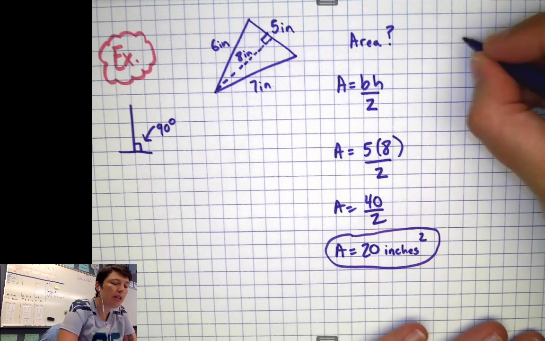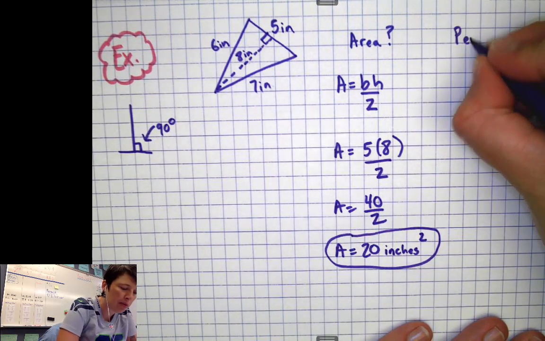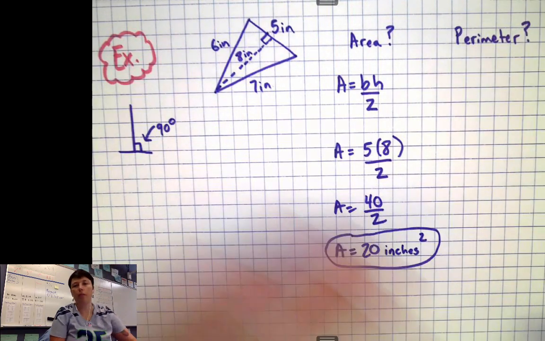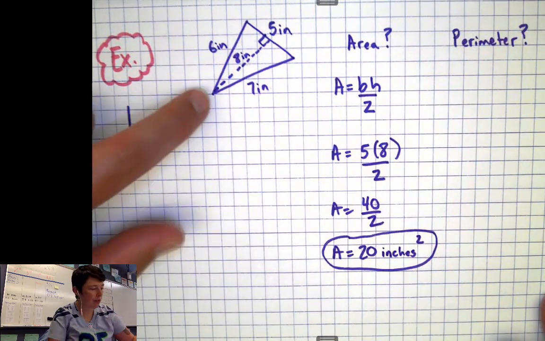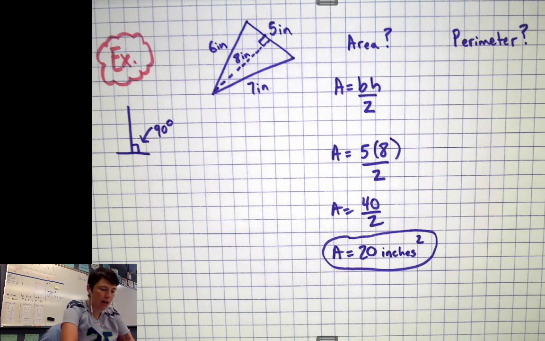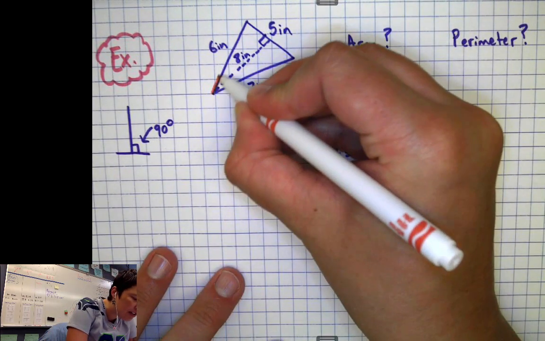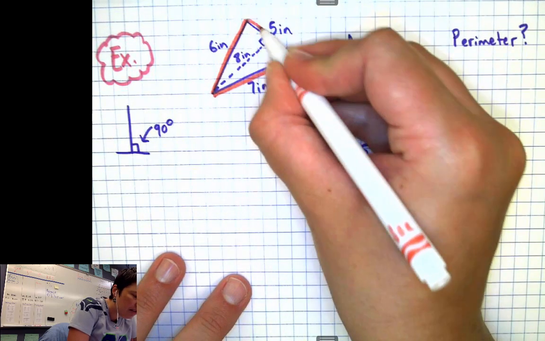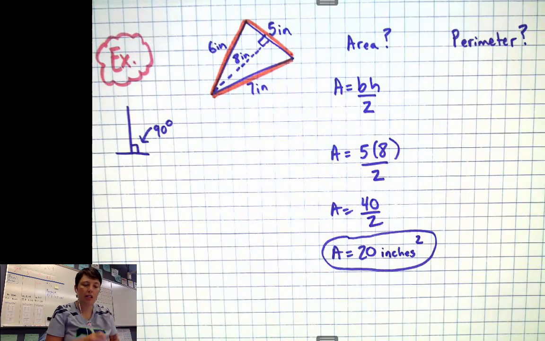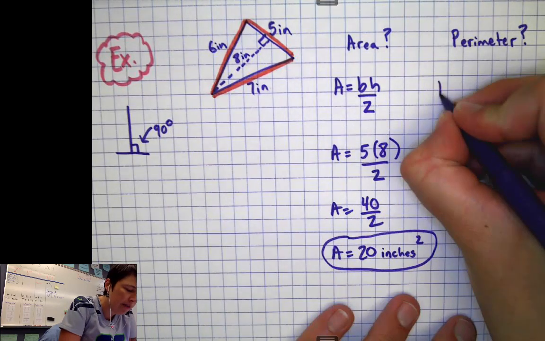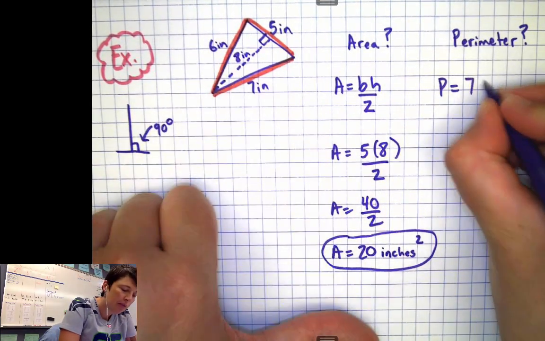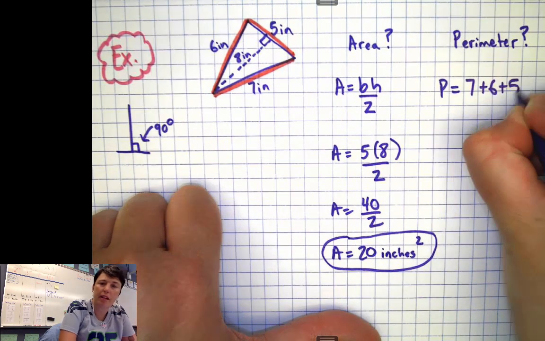If I said, oh, wait a second, I didn't want area. I actually wanted the perimeter of this triangle. Then I would tackle this problem a little bit differently. The perimeter is the outside edge. Again, it's like if I take my pen and I highlight the edges like this, that's going to be my perimeter. So in this case, the perimeter, P, is going to equal 7, 6, and 5. So we're going to add up 7 plus 6 plus 5, and I'll have my answer.